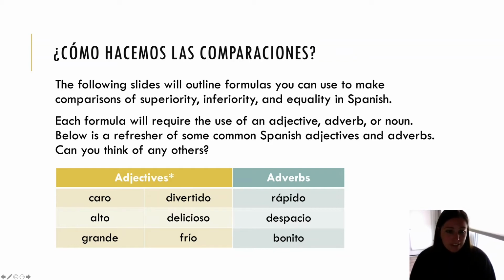Also, you'll notice that there's a little star next to adjectives. This is to remind you that in Spanish, our adjectives always agree in gender and number with the noun that they're agreeing with or describing.